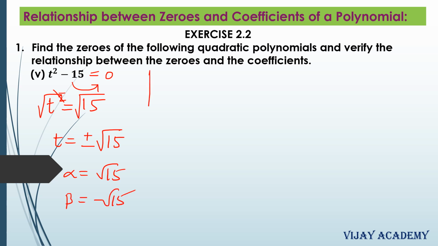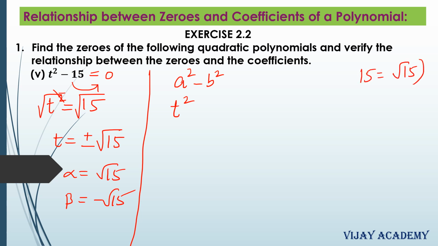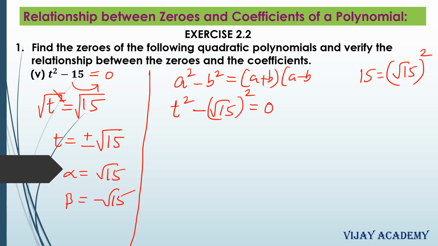This is one method. The other method is to write the given polynomial in the form of a square minus b square. The first term is already in the square form, the second term is minus 15. So 15 can be written as root 15 the whole square. Now the factorization of a square minus b square is a plus b into a minus b. Based on this we can factorize this. We get t plus root 15 into t minus root 15.